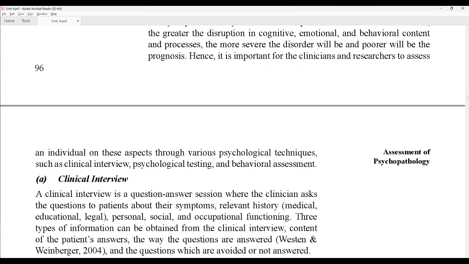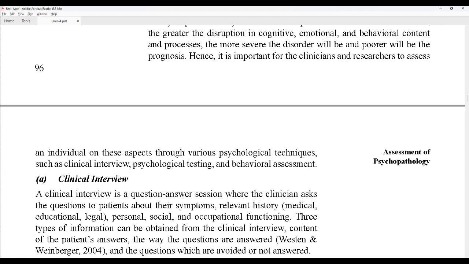Hence, it is important for the clinicians and researchers to assess an individual on these aspects through various psychological techniques, such as clinical interview, psychological testing, and behavioral assessment. A. Clinical interview. A clinical interview is a question-answer session where the clinician asks the questions to patients about their symptoms, relevant history, medical, educational, legal, personal, social, and occupational functioning.